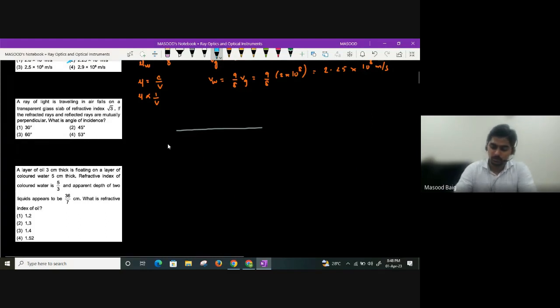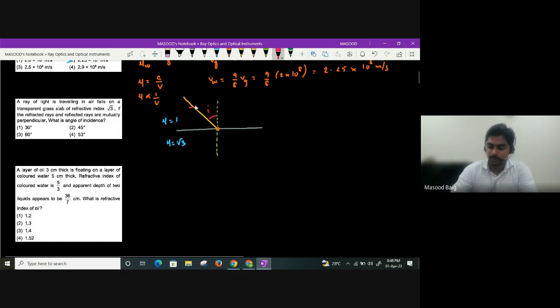Okay. So here you have mu value as root 3. Here you have air, which has refractive index 1. Now there is an incident ray traveling in this manner. Let us imagine this to be our point of incidence. So this will be our normal, guys. It is incident at a certain angle. Let us say that angle is I.